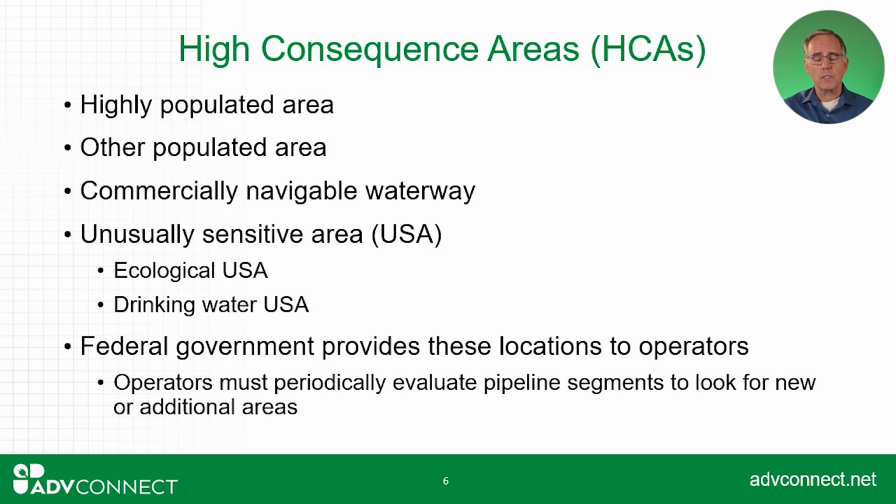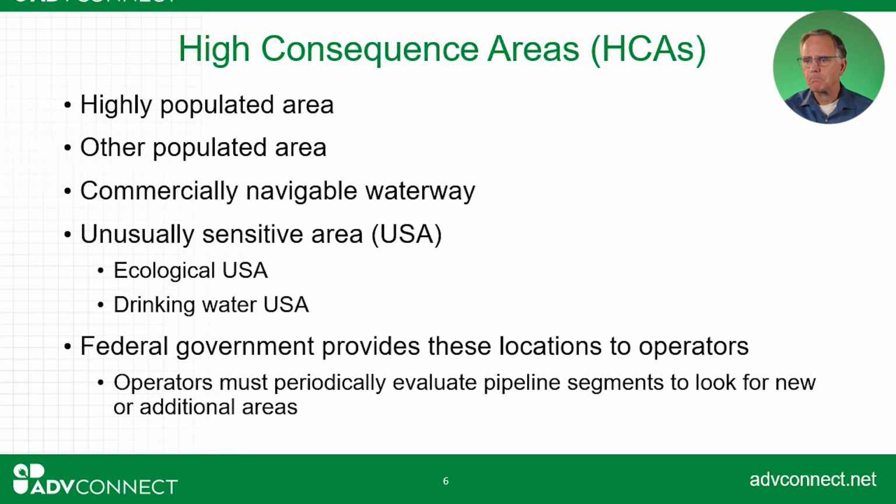The federal government does provide these locations to operators through NPMS and some other resources. You have to ask for the information. They will give it to you in a file that you can download into your GIS system. But you do have to periodically update it to make sure there's no changes. And they also expect you to be looking out along your system to see if there are any other high consequence areas that the federal government hasn't identified that you can identify along your right of way. So it's not all up to them, but they do provide the bulk of the information to you.